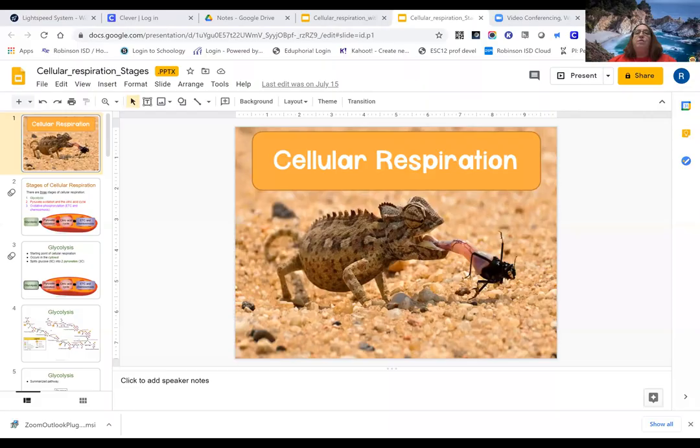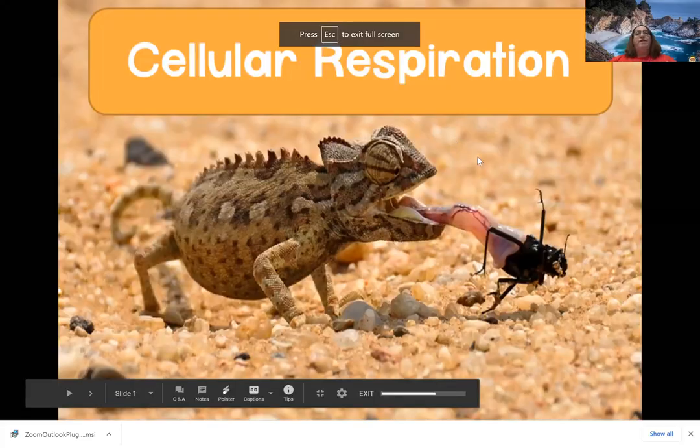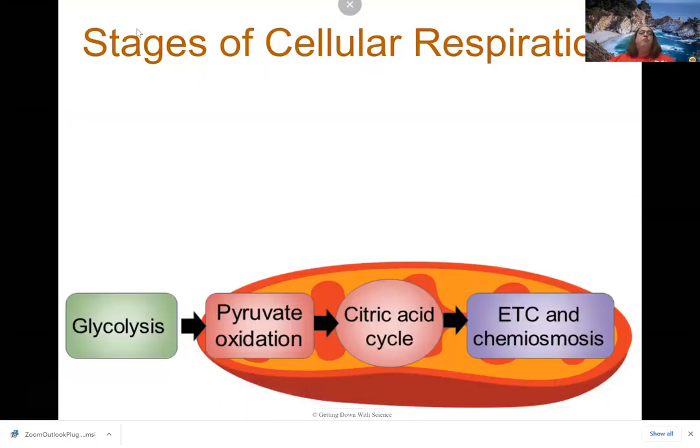Hi guys. So we're back with our cellular respiration, and today our topic is going to be the stages. So let me share it up and get it in present mode, and we'll be good to go. Okay, so we're looking at cellular respiration, and specifically here we're looking at the stages of cellular respiration.